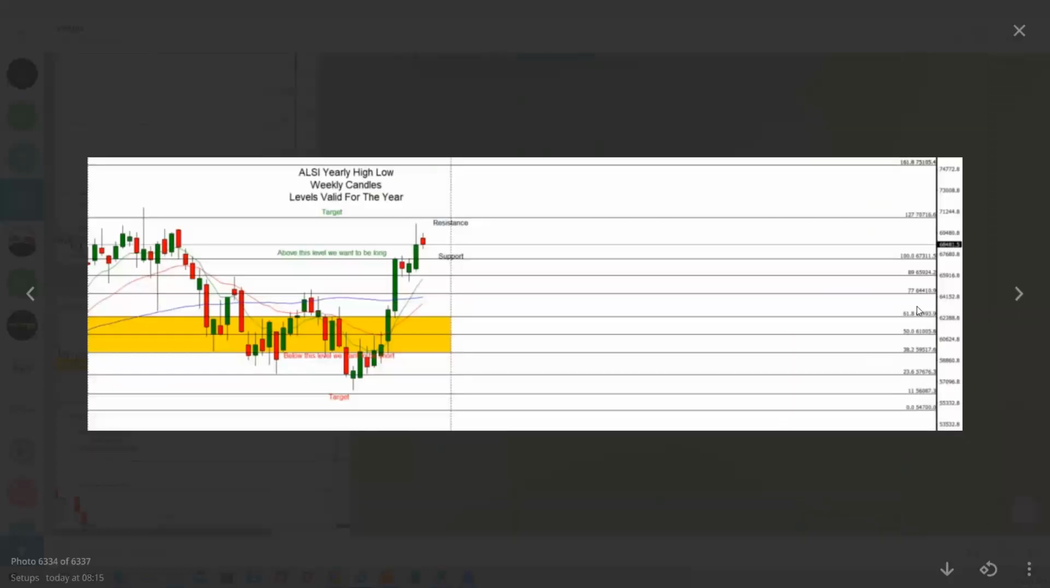On the Aussie yearly high low, currently between levels of 100 and 127 as support resistance. If you look at the moving averages, trend is up, 8 is above 21. So with that, we are still aiming for that 127 target level.